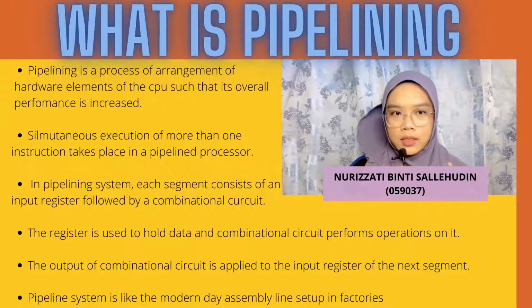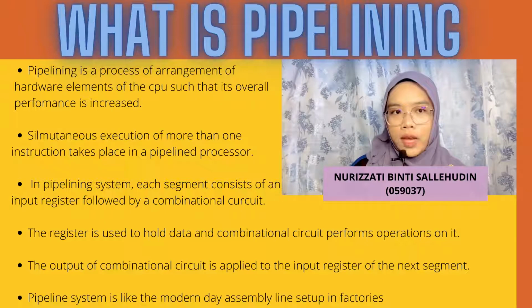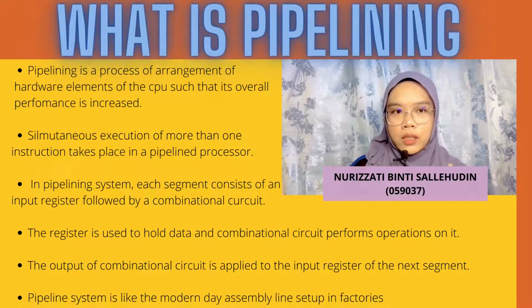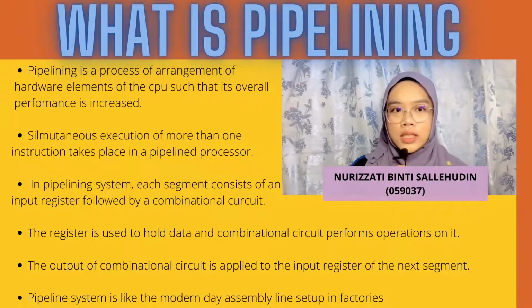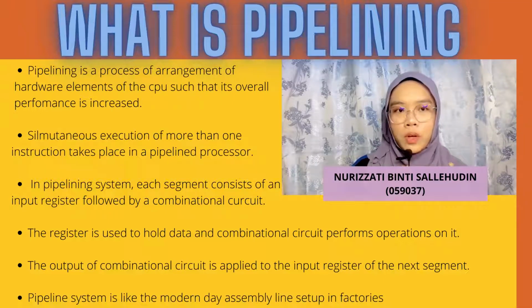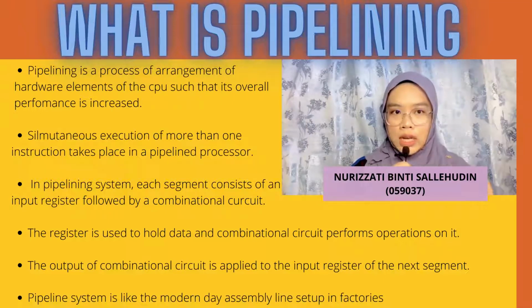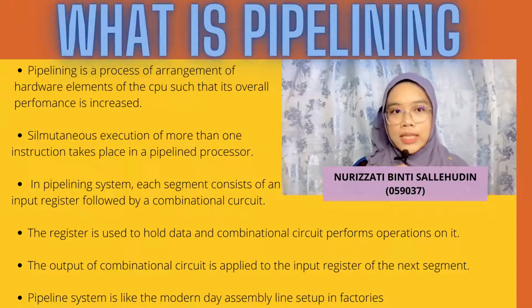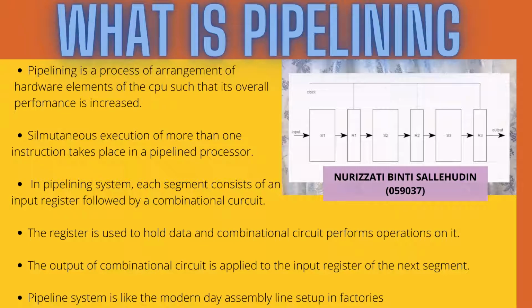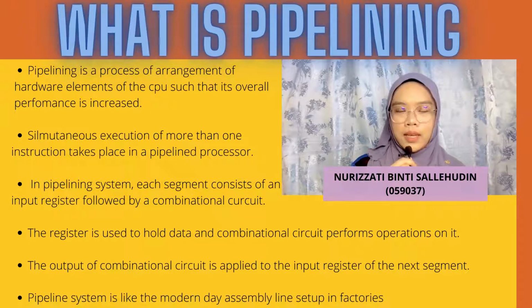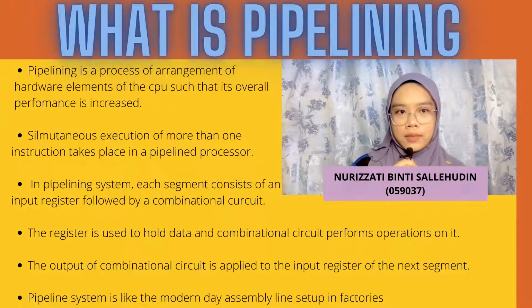In a pipelining system, each segment consists of an input register followed by a combinational circuit. The register is used to hold the data and combinational circuits perform operations on it. The output of the combinational circuit is applied to the input register of the next segment. A pipeline system is like a modern-day assembly line setup in factories.